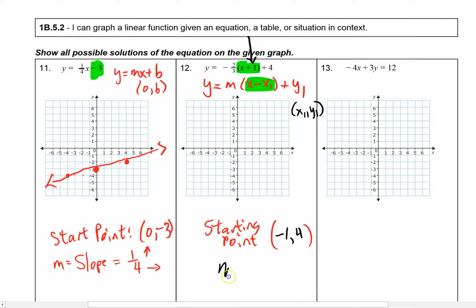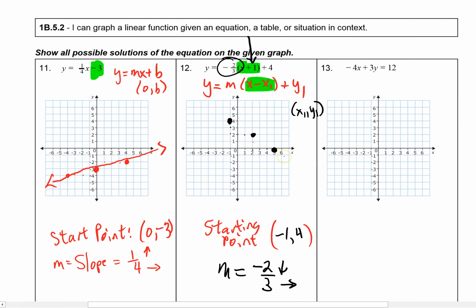How about our slope? Well, you can see that's right here. That's negative 2 all over 3. We're going to go down 2 steps, and we'll go 3 steps to the right. So negative 1, 4, we'll go 1 step to the left. We're going to go up 4. That's right here. We're going to go down 2 steps and go 1, 2, 3 steps to the right.